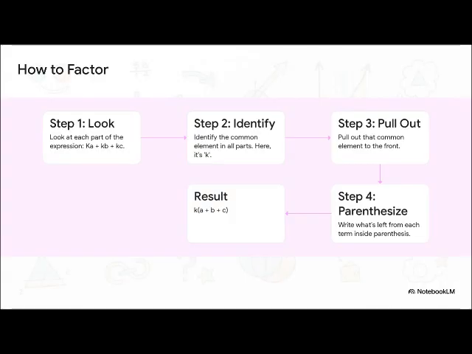We've got an expression, Ka plus Kb plus Kc. Okay, step 1, just look at each piece, Ka, Kb, Kc. Step 2, what's the one thing they all have in common? Well, it's pretty obvious, right? It's the letter K. So for step 3, we literally pull that K out to the front. And for our last step, we just write down everything that's left over inside some parentheses. What we're left with is K times (A plus B plus C). And that's it. We've found the building blocks.